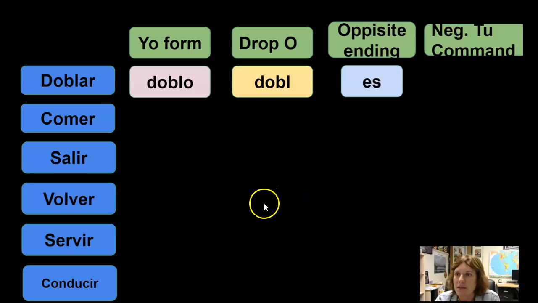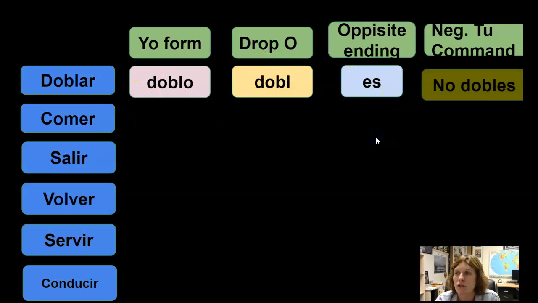So with that being said, our opposite ending is ES. And so if I put this together, it would become no dobles. And it's important to put the no in front of it because that's what makes it a negative command. And that also affects the ending.